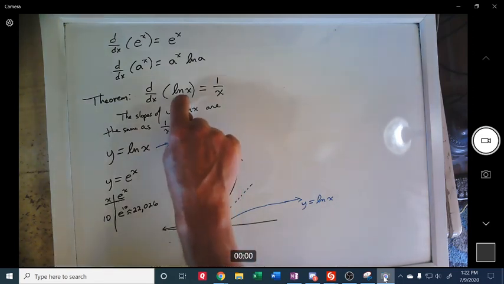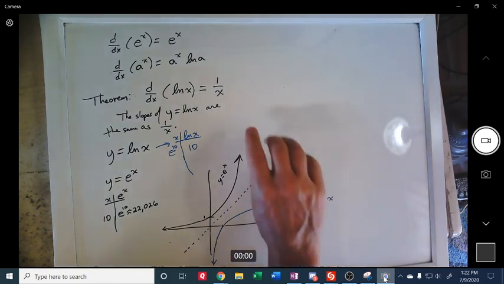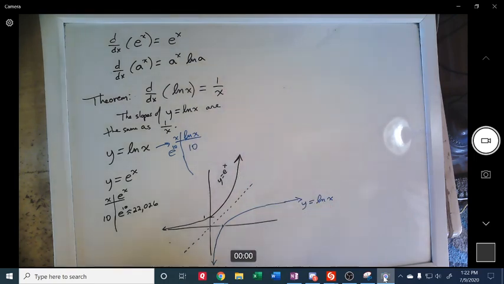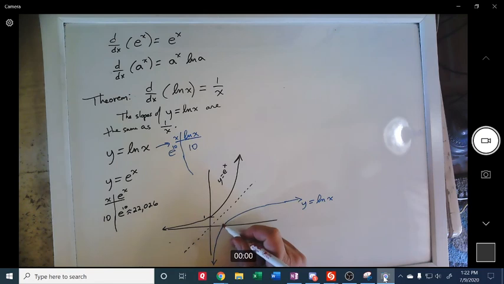Now, we're going to look at this theorem in relation to this blue curve. This says that the derivatives of this, or the slopes of this, are always equal to 1 divided by the x-coordinate. So if I'm right here, what's the x-coordinate of this? This is 1. So this point, its x-coordinate is 1. The slope should be 1 divided by 1, which is 1, which it is.